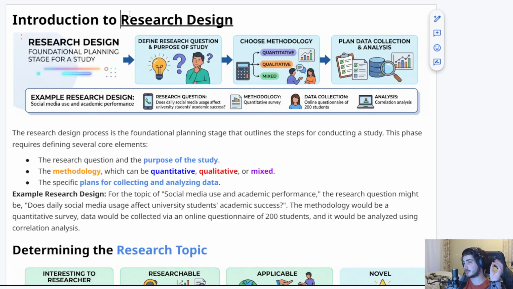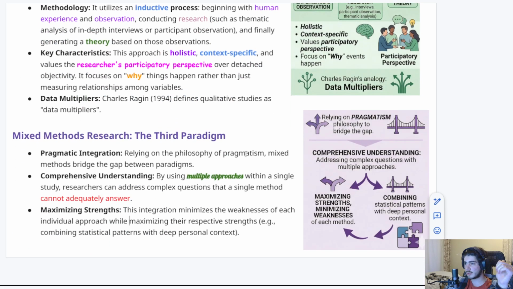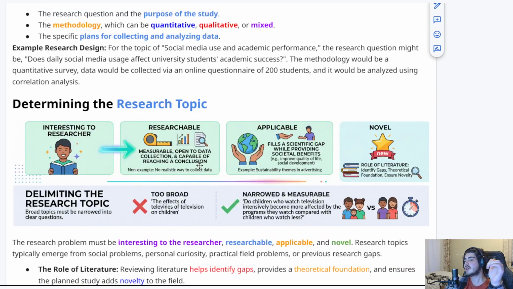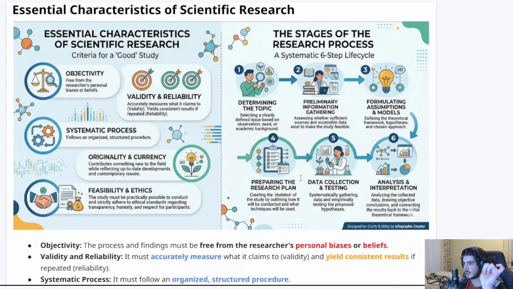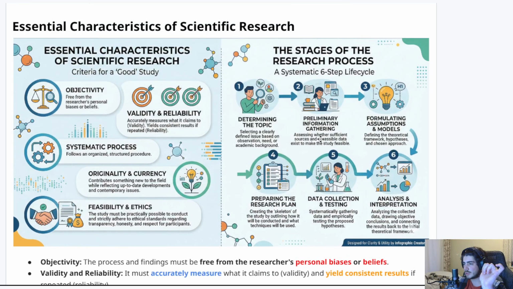Okay, introduction to research design. What does this mean? It means you define a research question and you define the purpose of the study. You define the methodology, which can be quantitative, qualitative, or mixed, the things that we talked about right here. And the specific plans for collecting and analyzing data, the things that we talked about in this stage. You determine the topic, you formulate an assumption, the models, prepare the research plan, you collect data, etc.